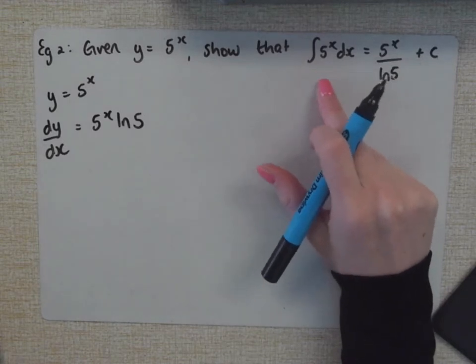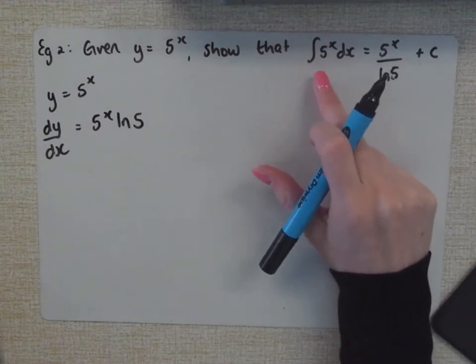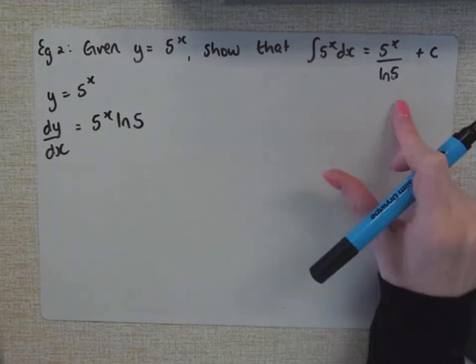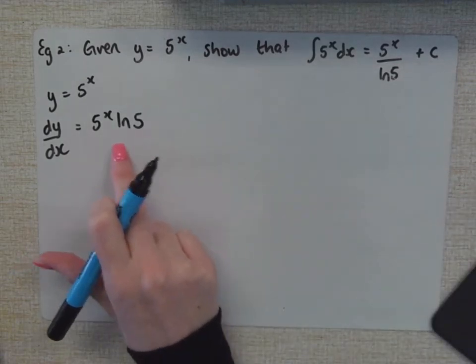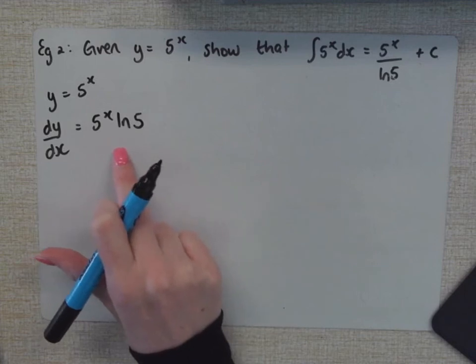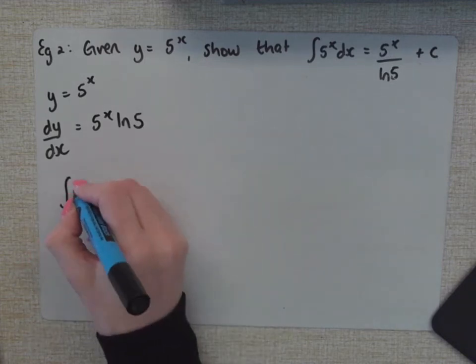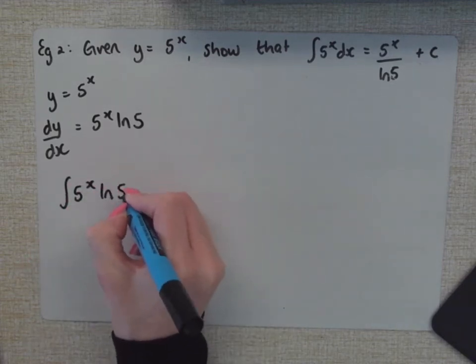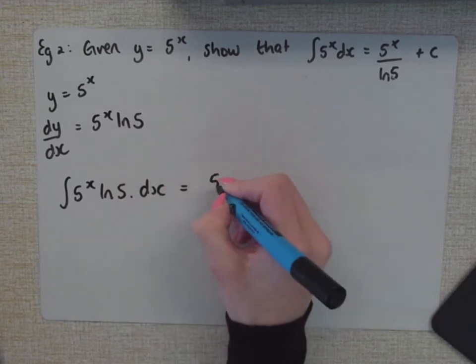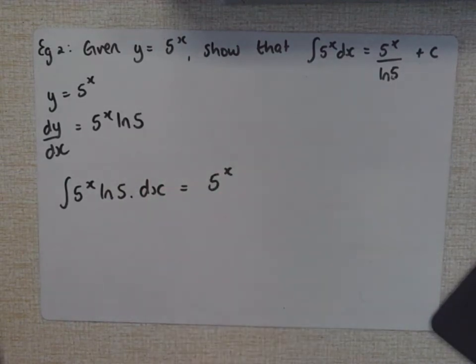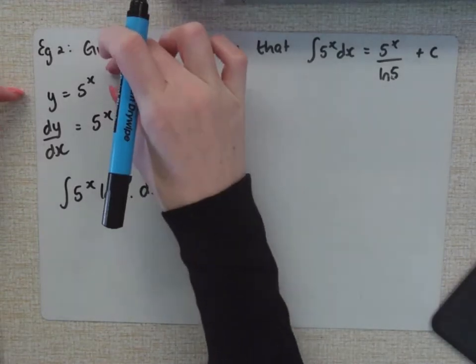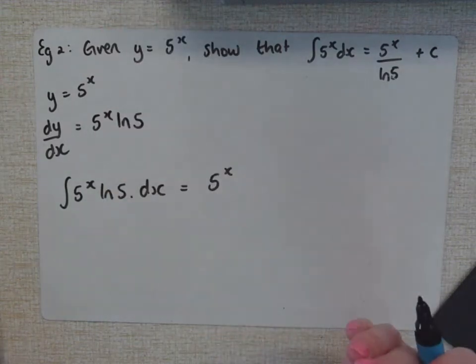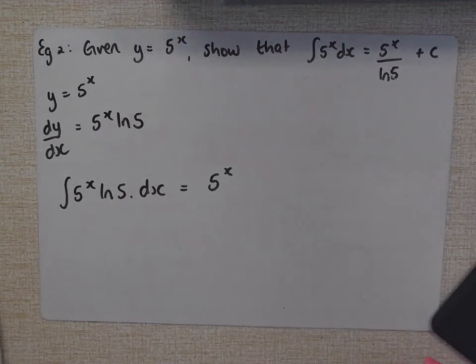Now, they want us to integrate 5 to the power of x, or to show that this is equal to this. We have this derivative, and I know when I integrate this, I get 5 to the power of x. Because when I differentiate this, I get back to the function. That's how integration and differentiation work. One is the reverse of the other.